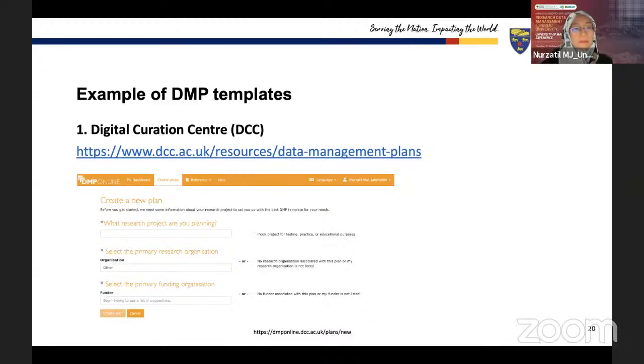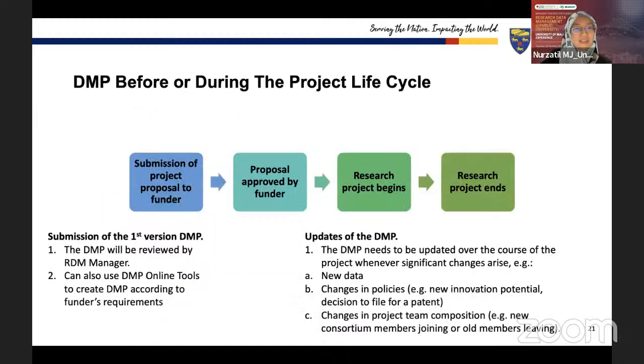Some examples of DMP templates, you can find quite a number of examples out there on Google. In UM we like to refer to the Digital Curation Centre. It's an example of a data management plan. So there you go. This is what I mentioned about the DMP before and during the project life cycle. When you submit a DMP to a funder during the grant application, that's the first version of your DMP, and it should be the concise one.